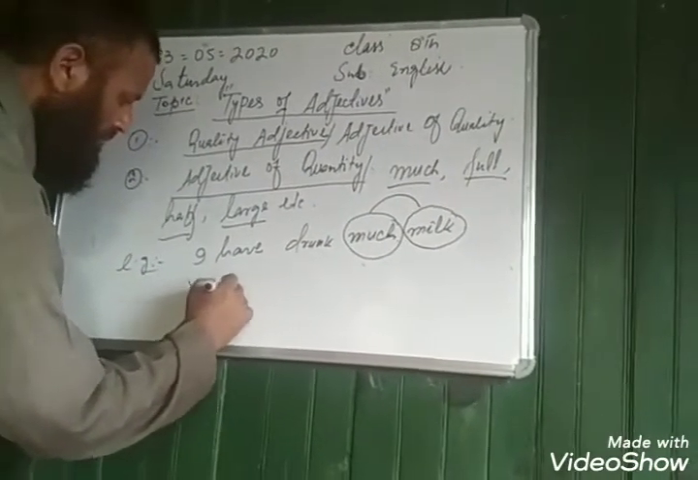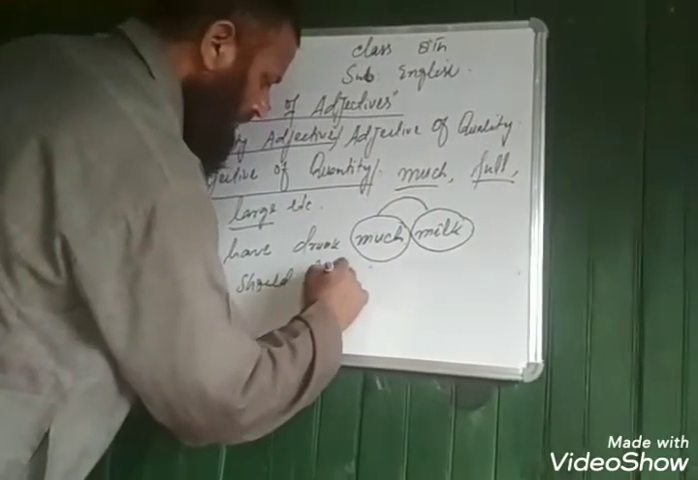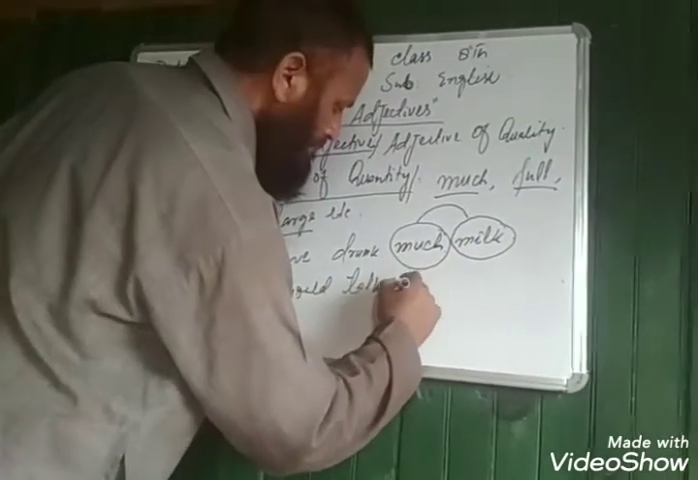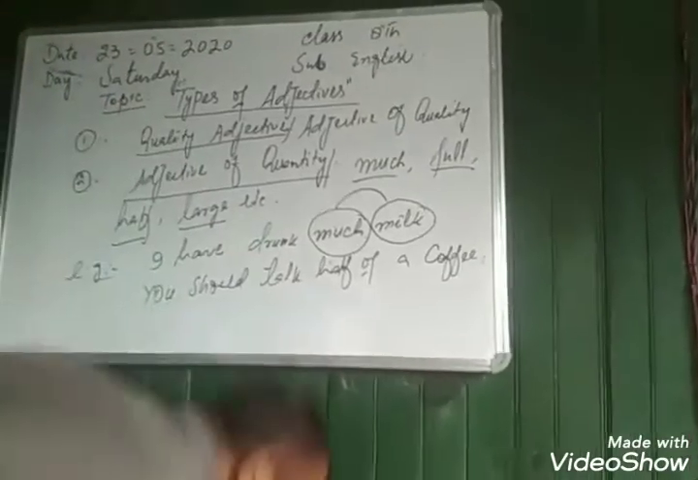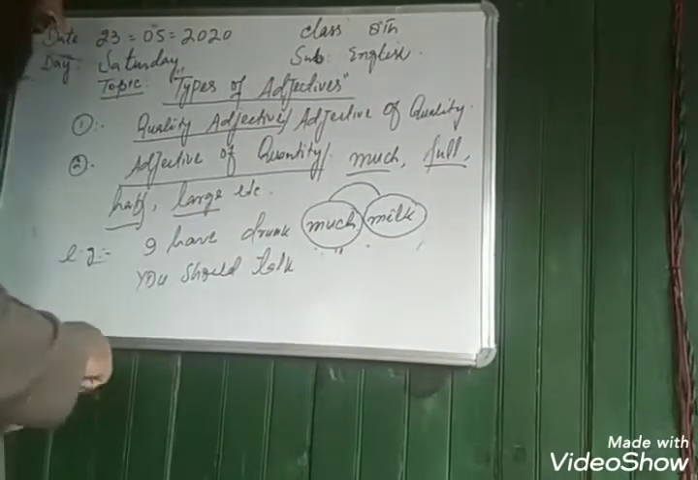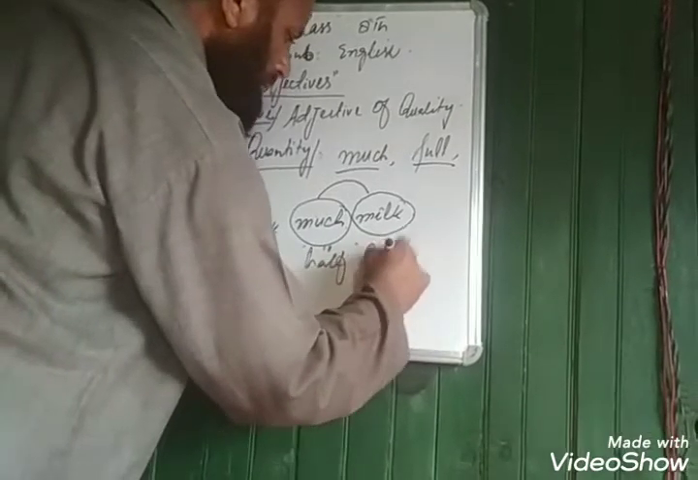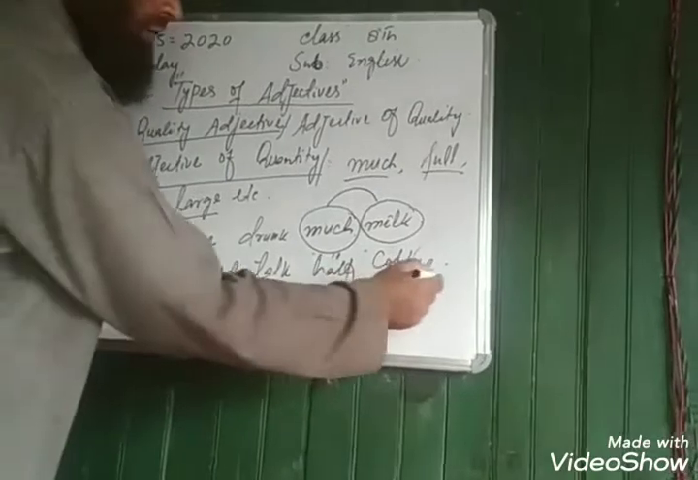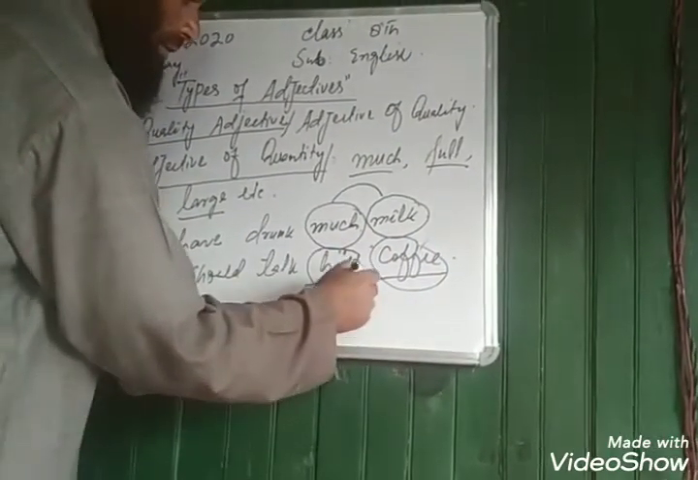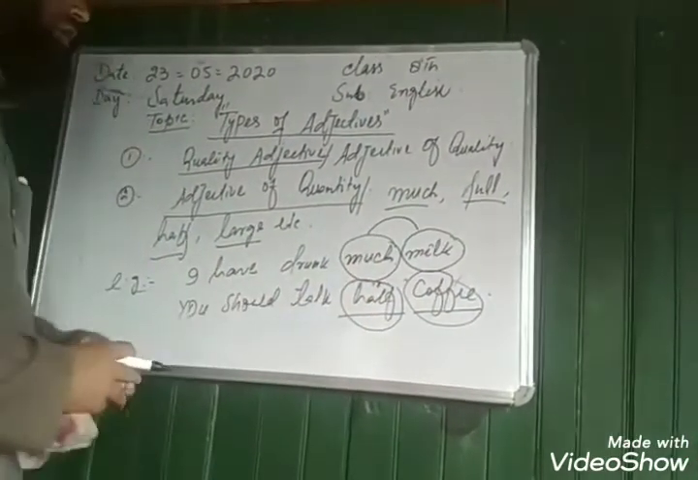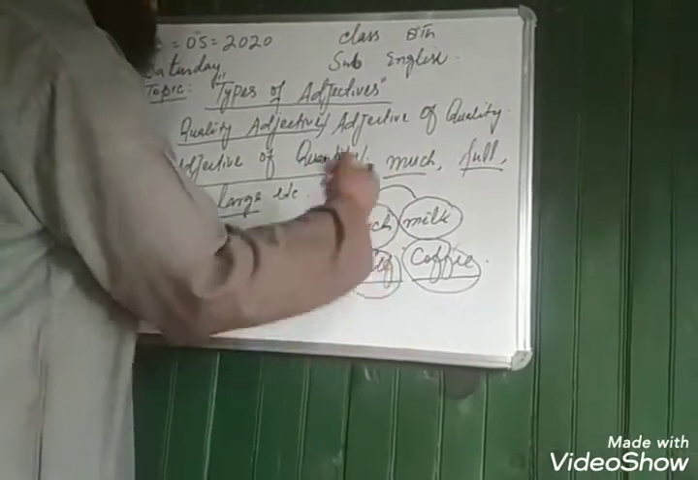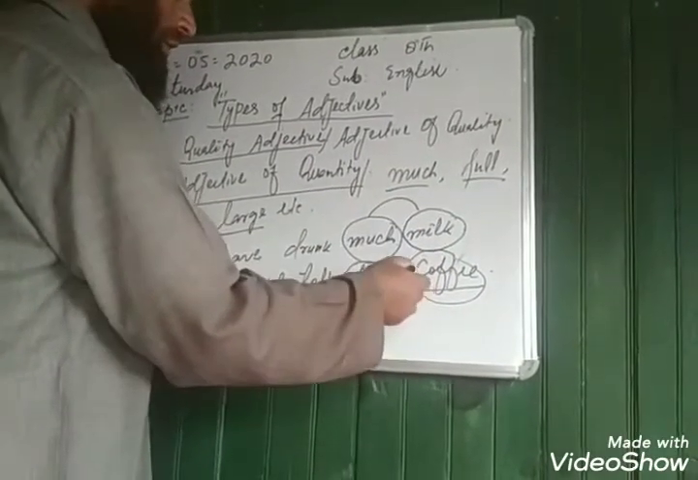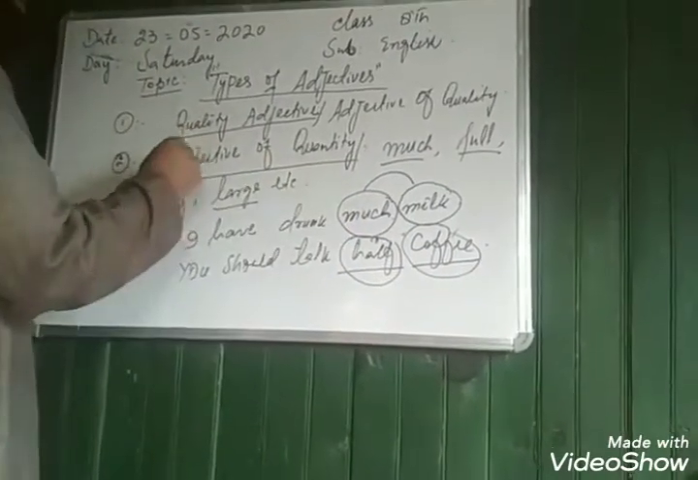You should take half of a coffee. Here, for the correction, I will write this: you should take half coffee. So this is half and coffee. Coffee is a noun and half is the adjective. Half coffee, this is the quantity adjective. So these words, where we use much, full, large, big, etc., and when these words provide information about the noun or pronoun, this is called adjective of quantity.